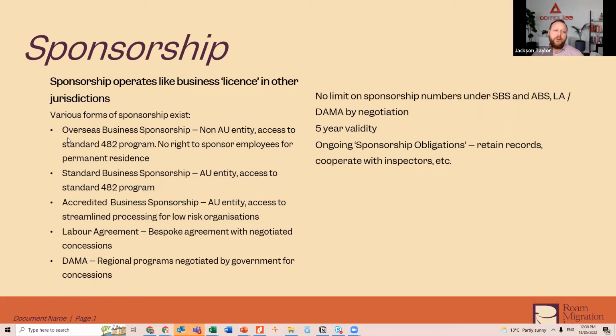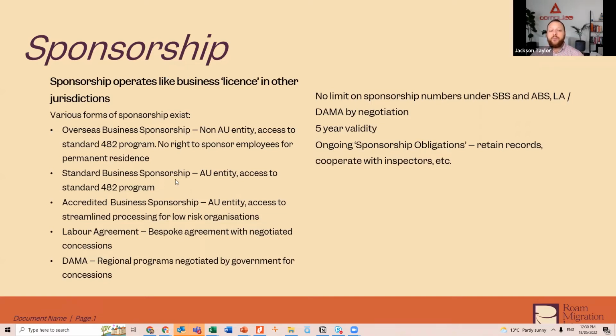So first dot point, overseas business sponsorship. This is for organizations that don't exist in Australia who want to bring people in to work. It might be because you run your company over in Serbia, and you've got an agreement with Coles out here to retile all of their floors. You're going to send 10 contractors out for 6 months, and they're going to work their way around a bunch of different stores.